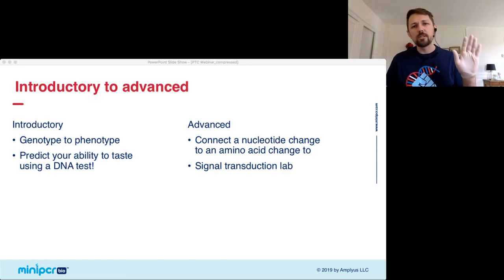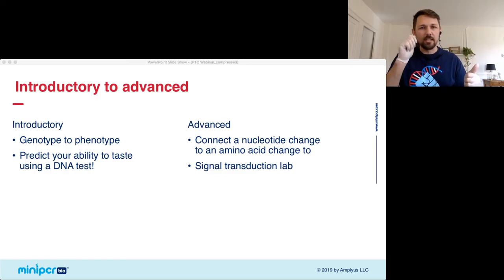I just want to note that this is a great activity to do for all levels. Like introductory, you just want to match genotype to phenotype. You've done it, you're done. Kids see what they are, able to taste it, they predict what they are, they see it. It's a great lab to do that.